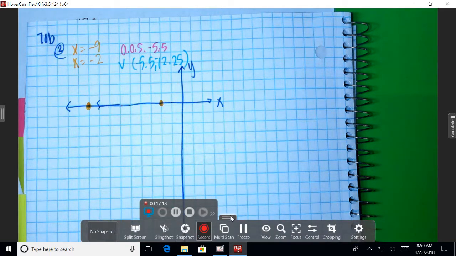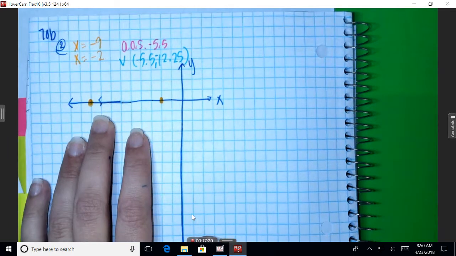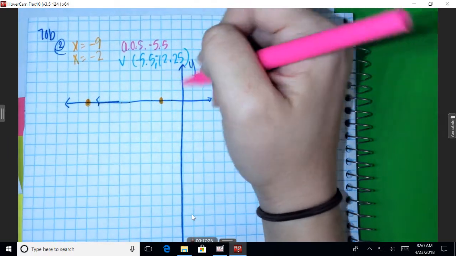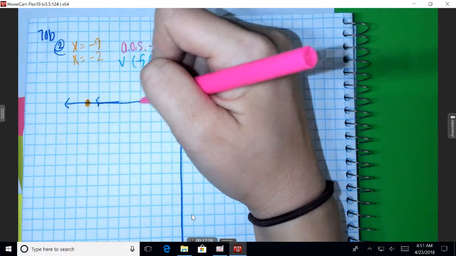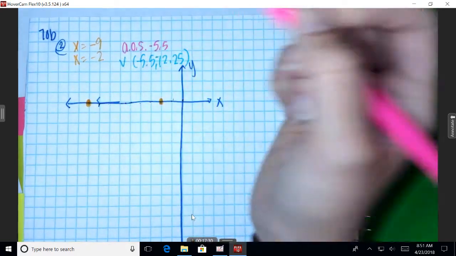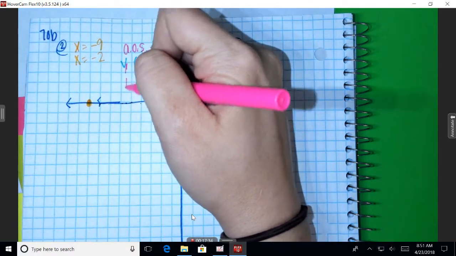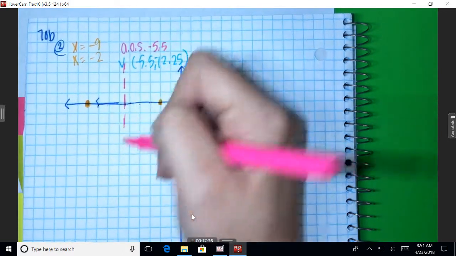Here we go. So we've plotted our x-intercepts. Now I want us to plot our axis of symmetry. So it's at negative 5.5. So we're going to go left 1, 2, 3, 4, 5, and then halfway. Now, do we put a point there, or do we just put our vertical line? Vertical line. Do not put a point there yet.